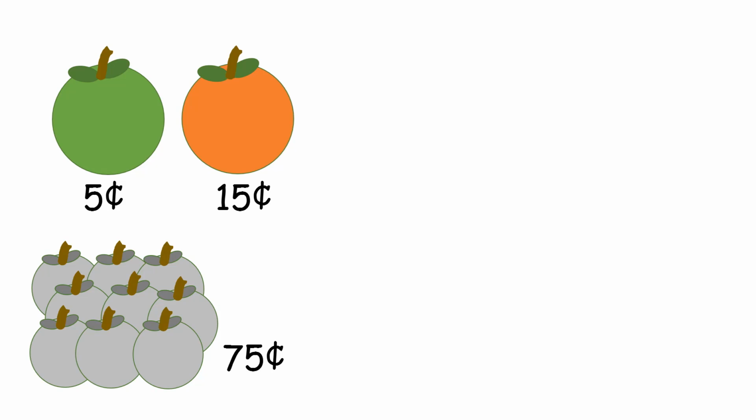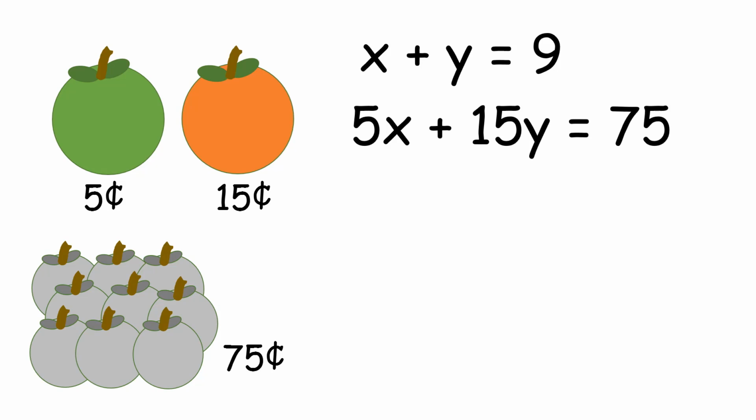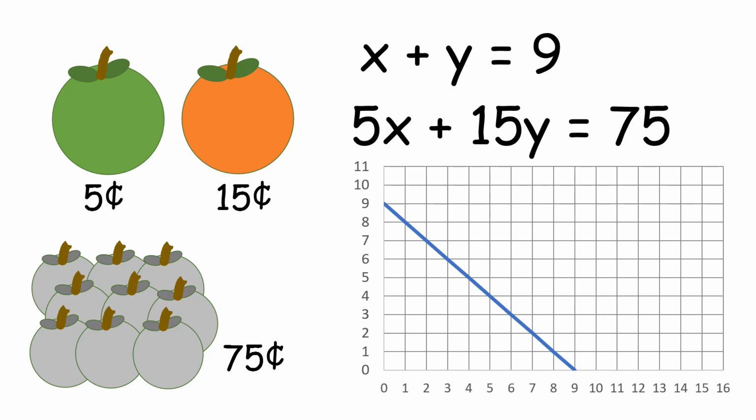Well, let's start with what we know. We know that you have an unknown number of apples, let's call that x, and an unknown number of oranges, which we'll call y. And in total, we have 9 items. We also know that our unknown number of 5-cent apples and our unknown number of 15-cent oranges cost us a total of 75 cents. Now, our 9 fruits could be 9 apples and no oranges, or no apples and 9 oranges, or any combination in between where x plus y is equal to 9. So here's a line for that equation.